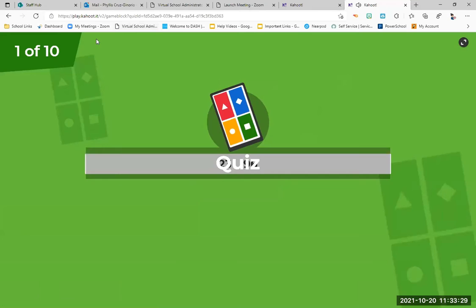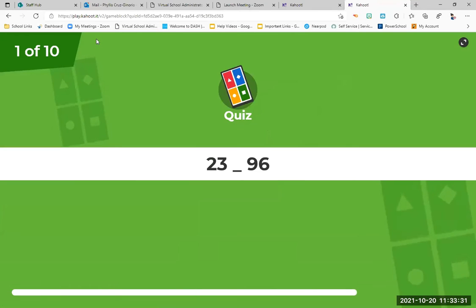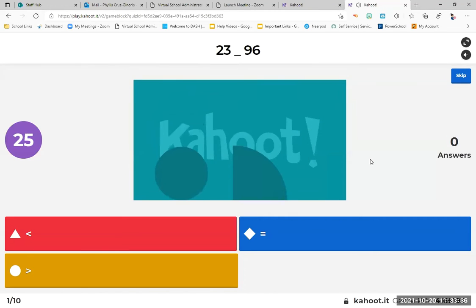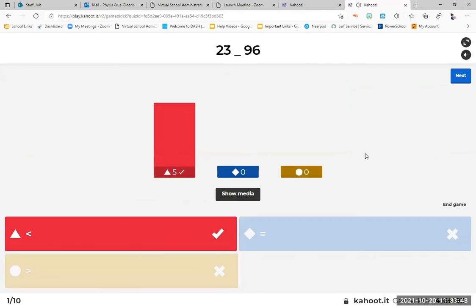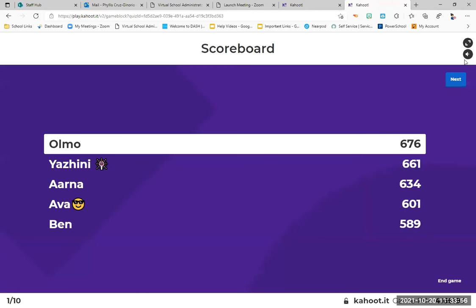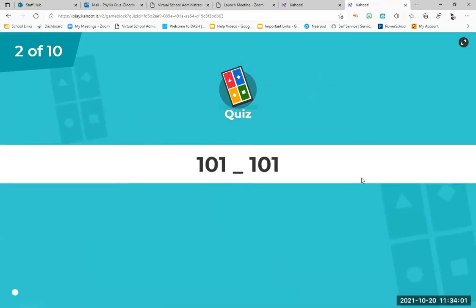First question. Which symbol would you use? 23 is what then 96? No, we're not adding, we're comparing. So what symbol would we use? If you put 23 is less than 96, you got it right. Wonderful job. Let's do the next one.